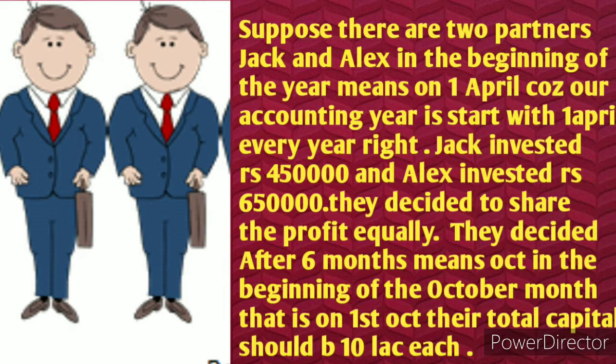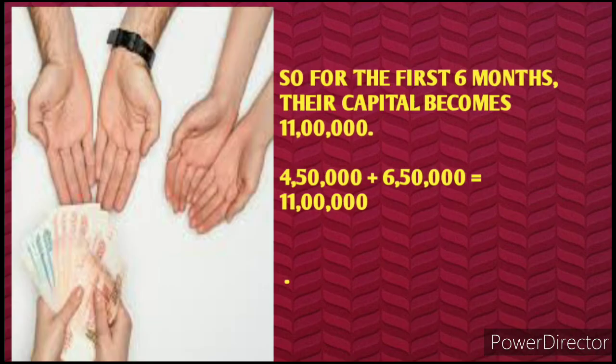They decided to share the profit equally. They decided that after 6 months, that means October, in the beginning of the October month, on 1st October, their total capital should be rupees 10 lakh. Let's try to understand this case carefully.